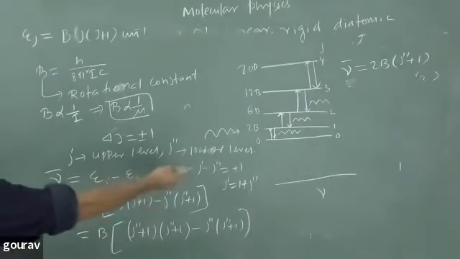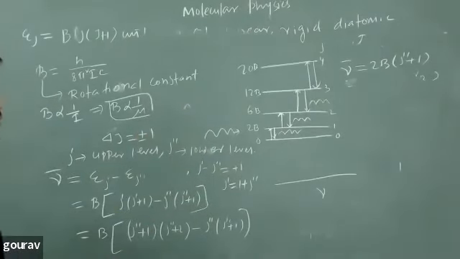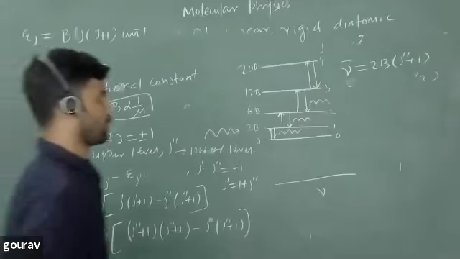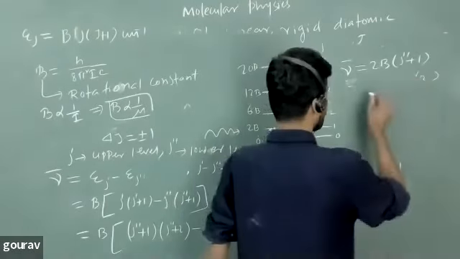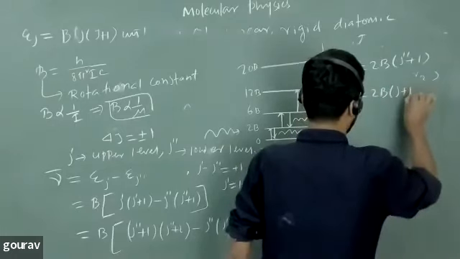I have used this facility to come to the number, that is 2b into j double dash plus 1. So j double dash is the lower level quantum number, right? So I can use that notation in place of j dash. I will use simply j. So it will be 2b into j plus 1.